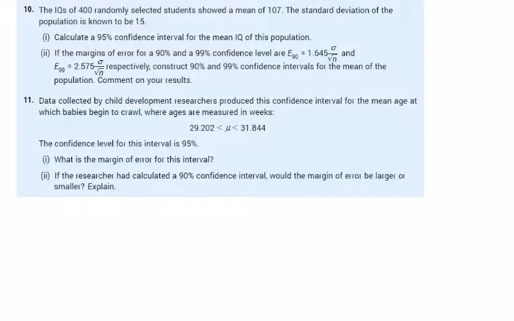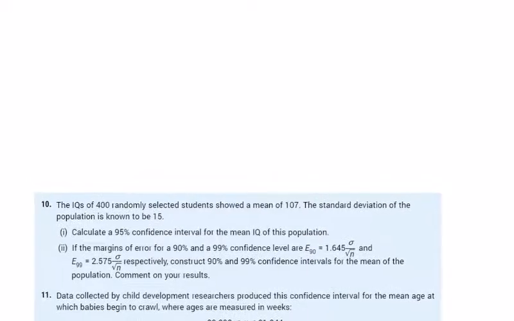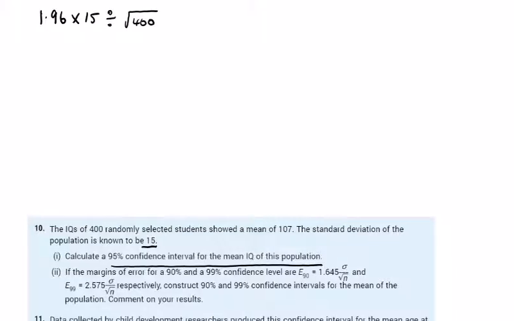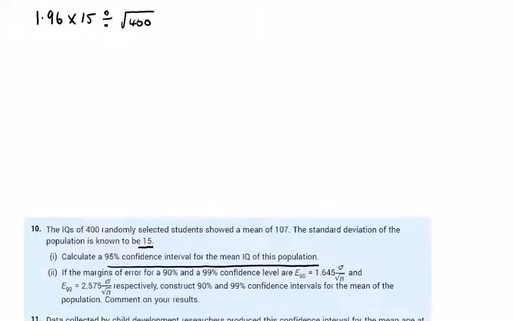Question 10. The IQs of 400 randomly selected students show a mean of 107, standard deviation 15. Find the 95% confidence interval for the population mean. Okay, 1.96 multiplied by the standard deviation of 15 divided by the square root of the sample size, which is 400, which is 20, so that's just 3/4. 15 over 20 times 1.96 is 1.47. 3/4 of 1.96. So my mean is 107.